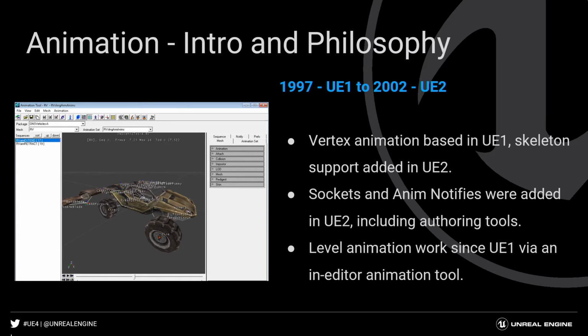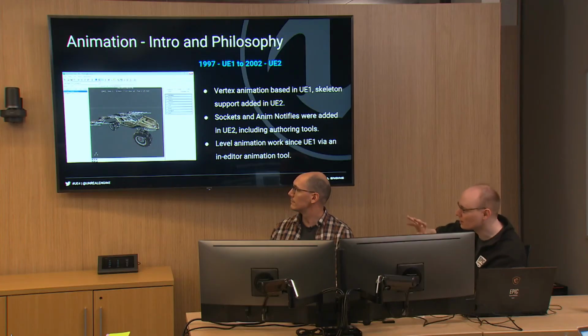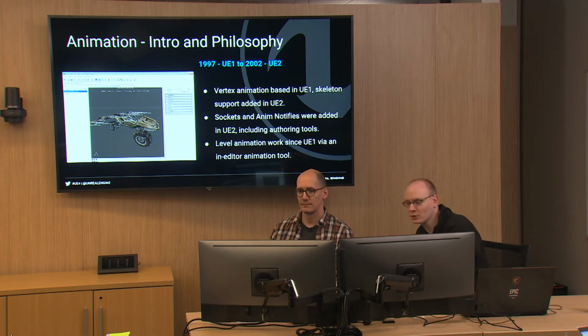Unreal Engine 1 and 2 started out vertex animation based, in UE1. By UE2, the screenshot is from Unreal Engine 2, the skeleton came in, as you can see on the screenshot. Unreal Engine 2 also started adding sockets, animation notifiers, all of that kind of stuff started coming in. You had the first version of the authoring tools, a small editor, as you can see on the picture. It started really going in the direction of what we have in Unreal Engine 4.